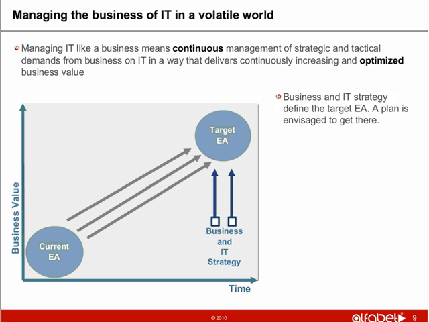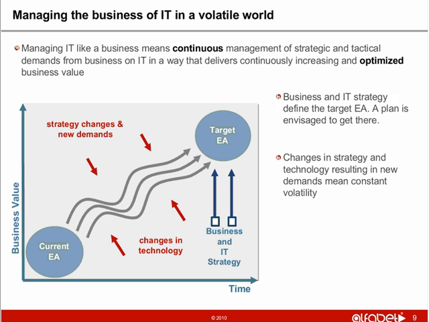The simple layman's understanding is that IT is all about having a current state, developing and deriving a target state from the business and IT strategy, and then doing some linear interpolation to come to an understanding of how to get from the current state to this target state. Now, unfortunately, the situation is quite different because of the volatility that exists in the world out there.